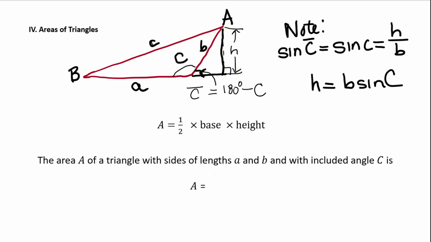Now let's go to the trig form. The area of a triangle with sides of lengths a and b with included angle capital C is given by A equals 1/2 a times b sine C. Let's note that b sine C is the height of the triangle.